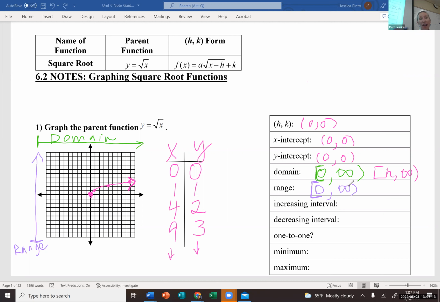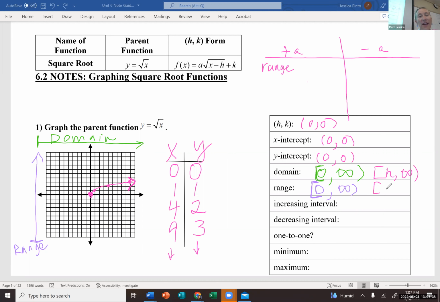So positive A is associated with positive infinity. Does that make sense to you guys? Okay, so this is going to be for my positive A. Let's do positive A over here. And let's do negative A over here. So for positive A, our range.